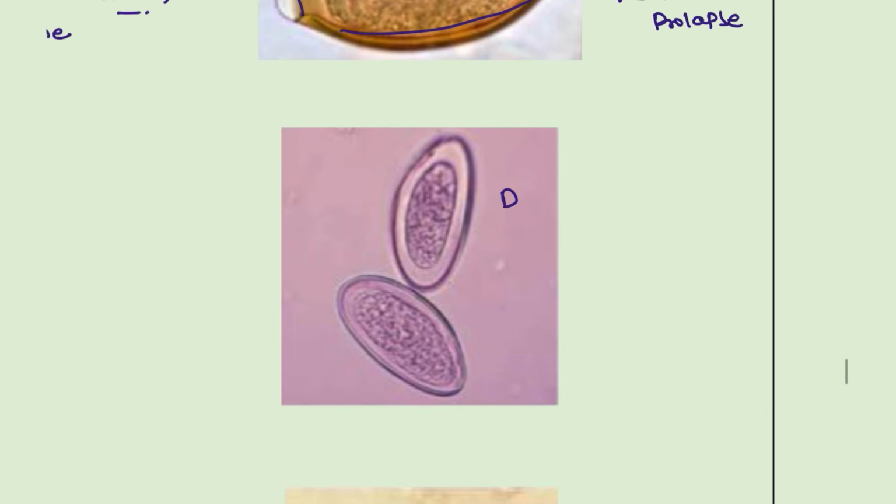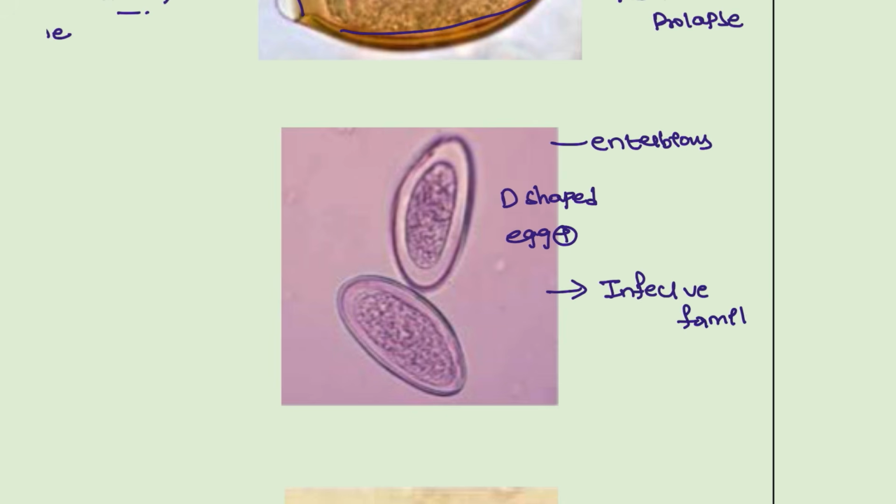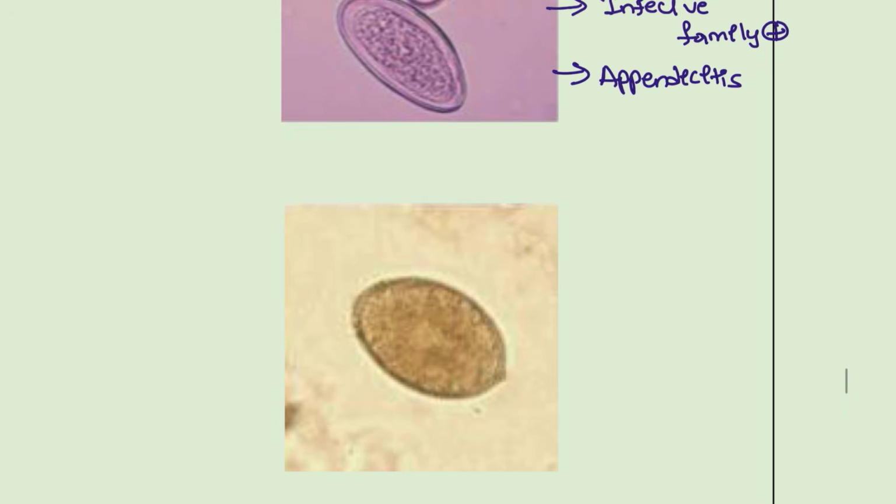Next, this is the D-shaped egg seen with Enterobius. And for complications, it can be infective among the family members also, due to itching and touching, and it can be associated with appendicitis. Appendicitis presentation will be seen with Enterobius vermicularis.